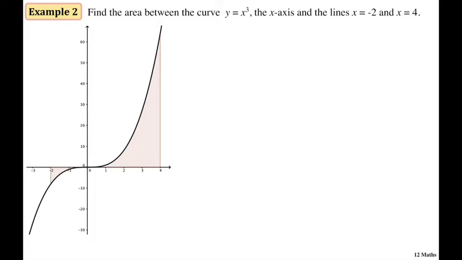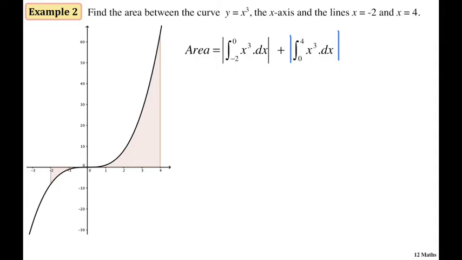We know we're going to go from minus 2 through to 0, and then from 0 through to 4. So let's look at this. The area is going to equal the integral from minus 2 through to 0 of x cubed dx, plus the integral from 0 through to 4 of x cubed dx. Now if I wanted to, I could have put absolute value signs around this one as well.